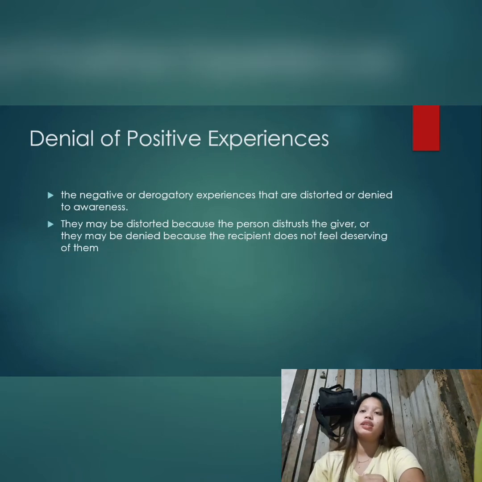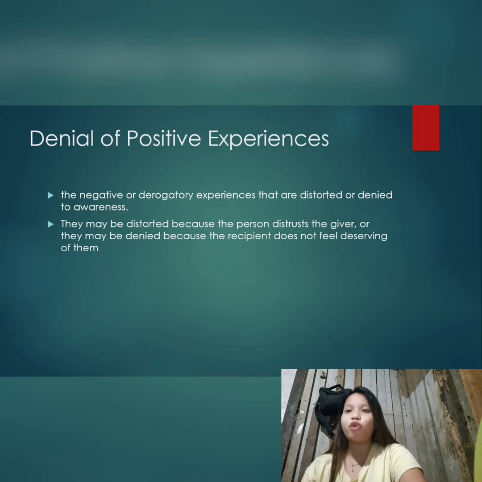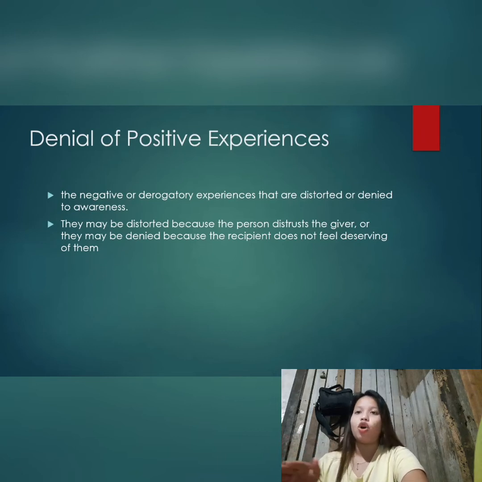So the next one is denial of positive experiences. Positive as well as negative or derogatory experiences may be distorted or denied to awareness. They may be distorted because the person distrusts the giver, or they may be denied because the recipient does not feel deserving of them.